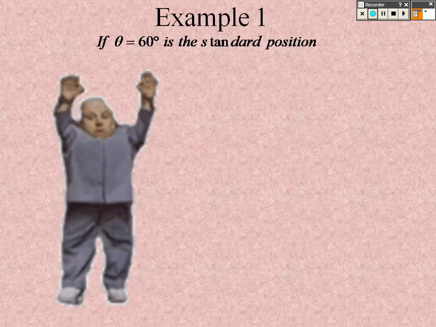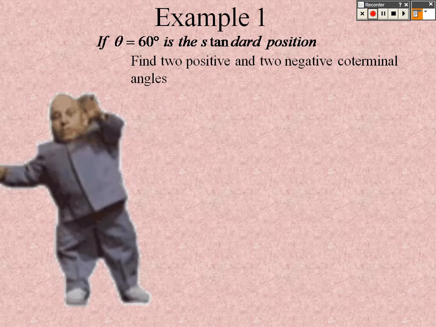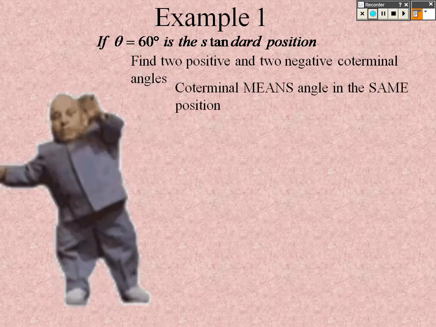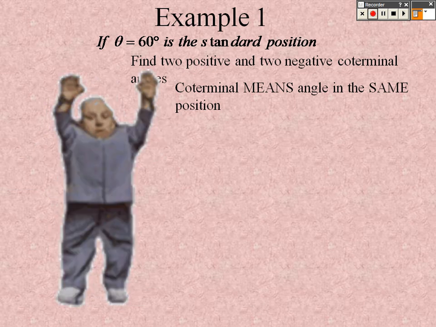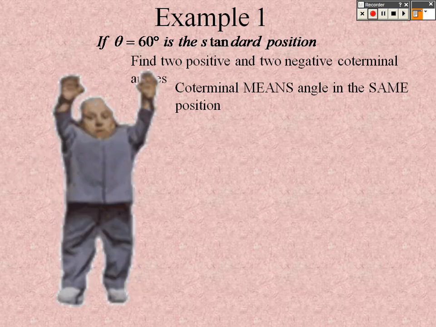So example 1, if theta is 60 degrees in standard position, find two positive and two negative coterminal angles. This stuff is really, really simple. Okay, so coterminal means angles that are in the same spot. So if I had an angle at 60 degrees and I went around the circle, what would it be at that position? Again, if I went a full entire way around, right back to where I started, is what we're getting at.